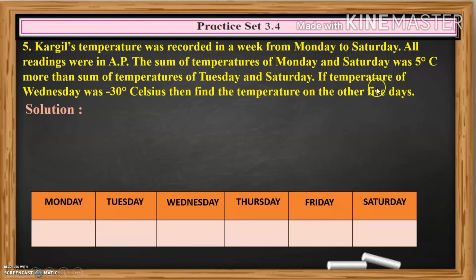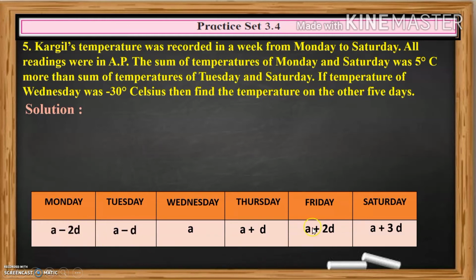Now since the temperature of Wednesday is given as minus 30, I will take the temperature of Wednesday to be A. Since the common difference is D, we usually denote the common difference as D. We will take the temperature on Thursday to be A plus D, Friday will be A plus 2D, Saturday will be A plus 3D. Similarly, on Tuesday it will be D less, so it will be A minus D, and on Monday it will be A minus 2D.